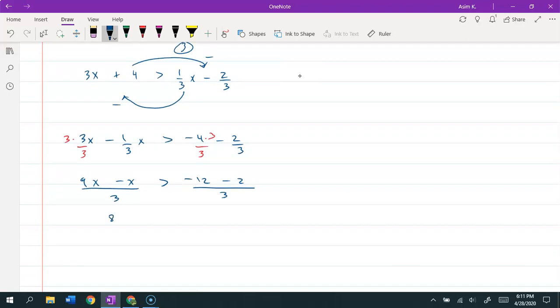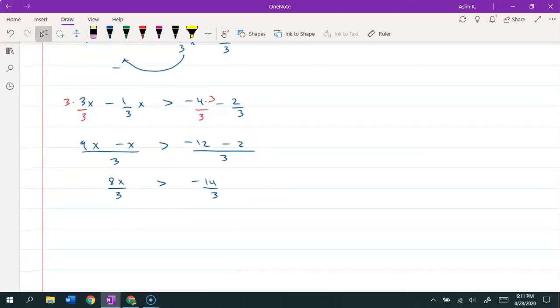And so you'll end up with 8x over 3 on the left side, and on the right side you'll end up with negative 14 over 3, right? Now you want to go ahead and solve for x. So how do you solve for x? You basically multiply by 3 over 8 like that. And if you multiply by 3 over 8, basically what's going to happen is the 3's will cross off, the 8's will cross off, so you are left over with an x on the left side. And on the right side, the 3's will cross off here, and negative 14 over 8 is the same thing as negative 7 over 4, like that.